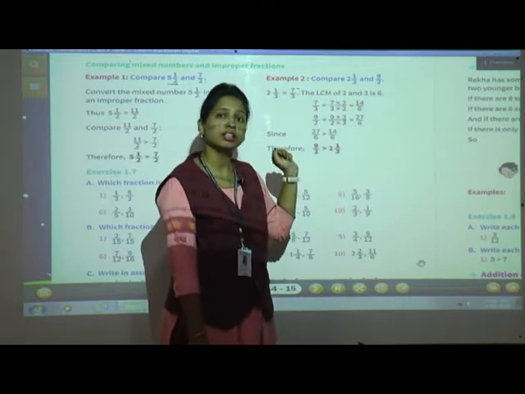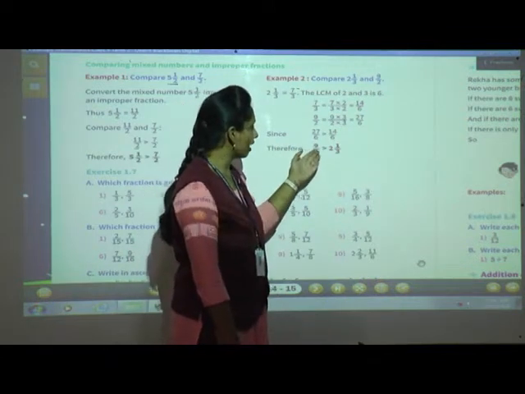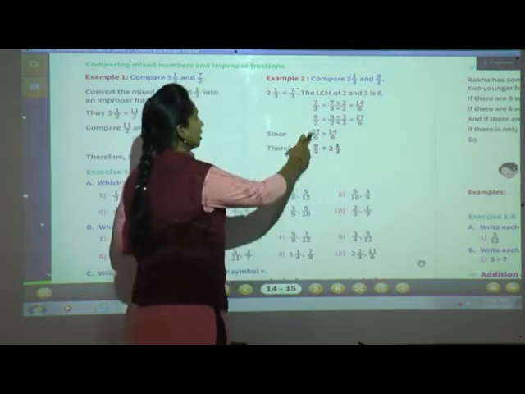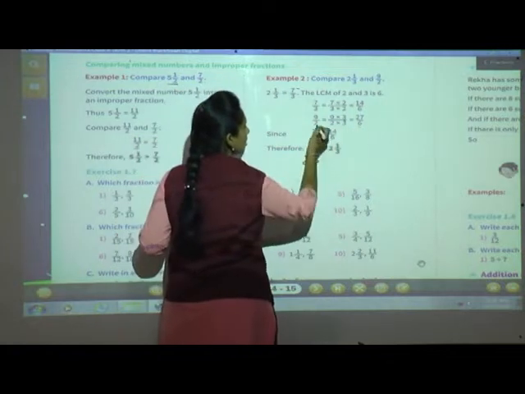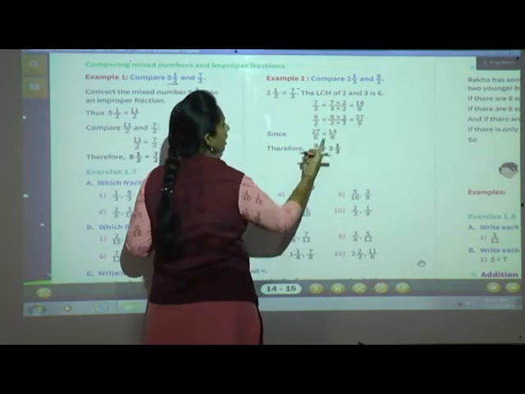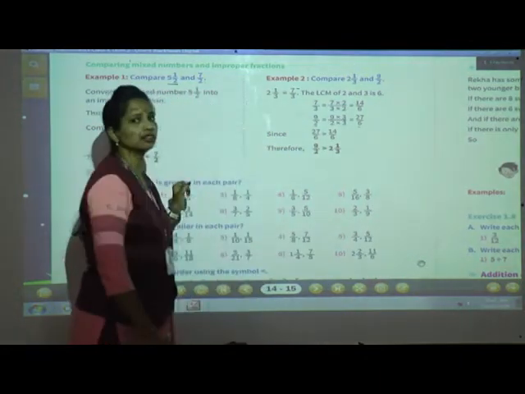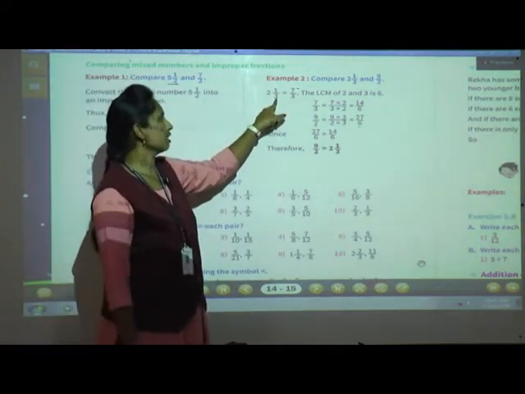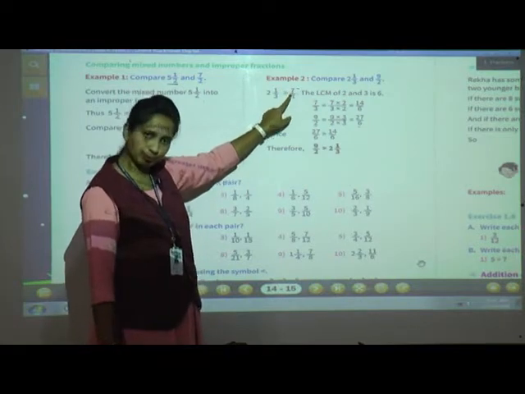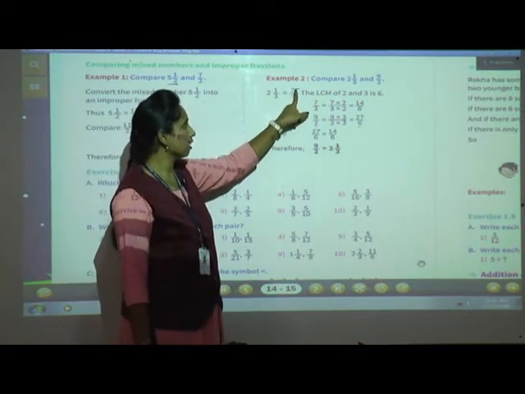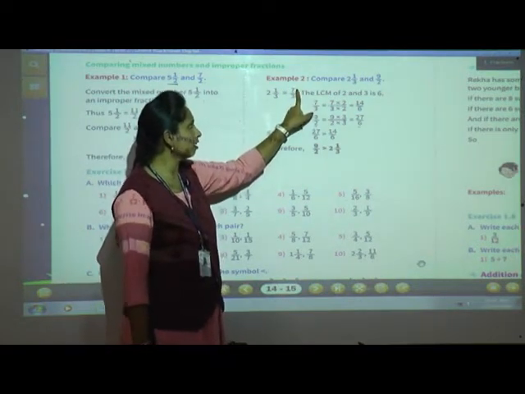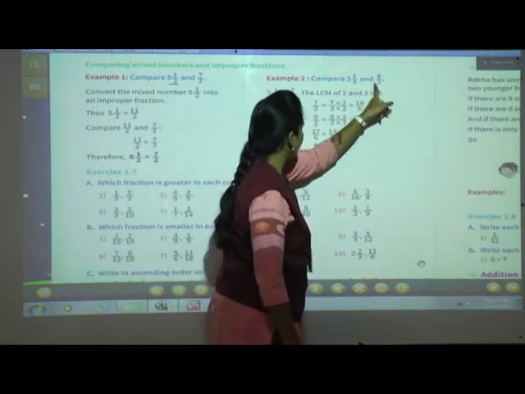Which is greater? 27. So give the arrow to the 27 only. But what is 27 upon 6? It is 9 upon 2. And 14 upon 6 means what? 7 upon 3. Clear? See, 2 3s are 6 plus 1 is 7 upon 3. So now we got two fractions, 7 upon 3 and 9 upon 2.